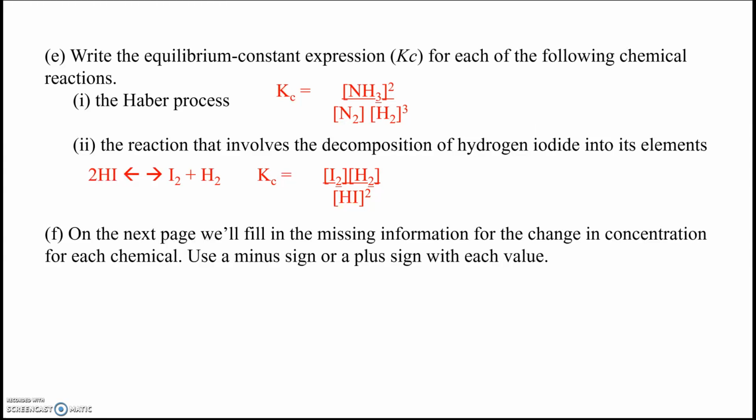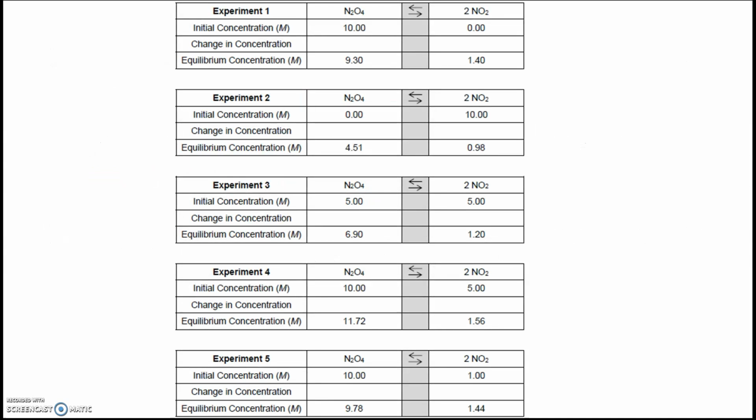Now on the next page, we're going to fill in the missing information for the change in concentration for each chemical, and we're going to use a minus or a plus sign for each value. We've got 5 experiments here. All right, experiment 1, we start with dinitrogen tetroxide reacting to form 2 nitrogen dioxides. My initial concentration of N2O4 is 10, and my equilibrium concentration is 9.3. So I can say that my change is a minus 0.7. And over on the other side, when I look at nitrogen dioxide, I see that my change is a positive 1.4.